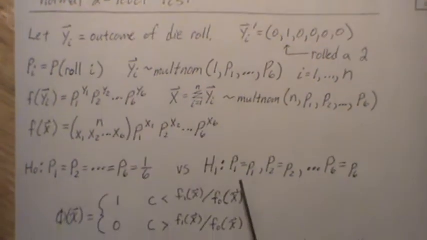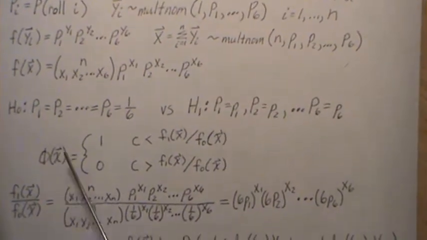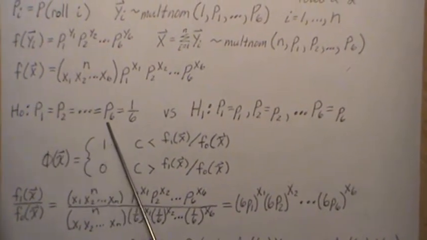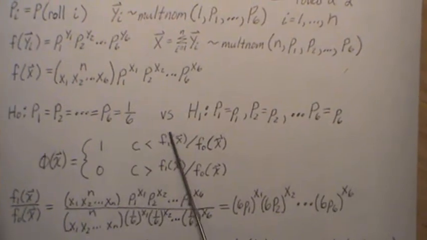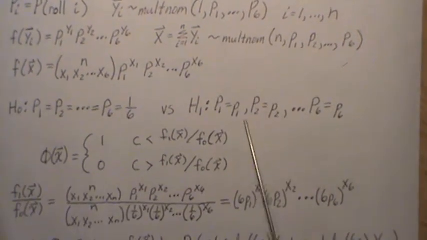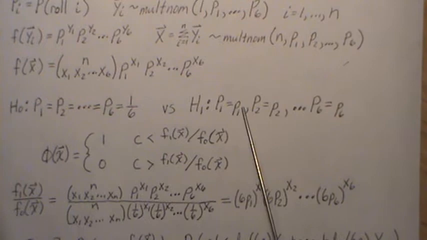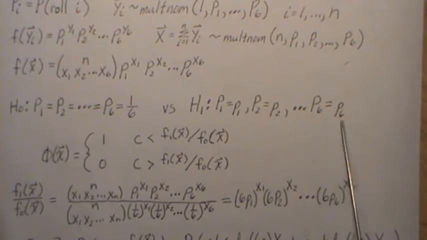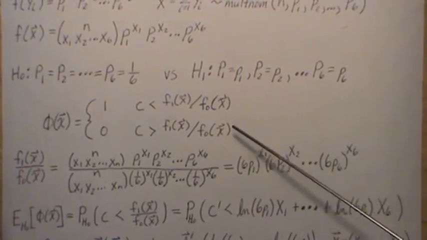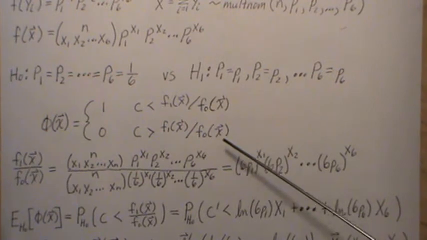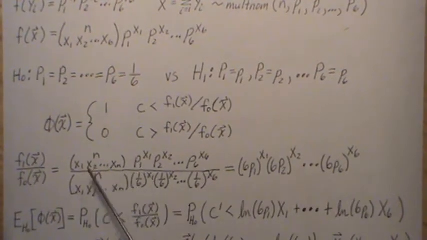And so the hypothesis that we want to test is the probability of rolling any number the same, is it 1/6, versus is there some other probability? And we're going to let this be whatever that other probability is. And of course, according to Neyman Pearson, we set it up like this, and this is the most powerful test for a given alpha level.